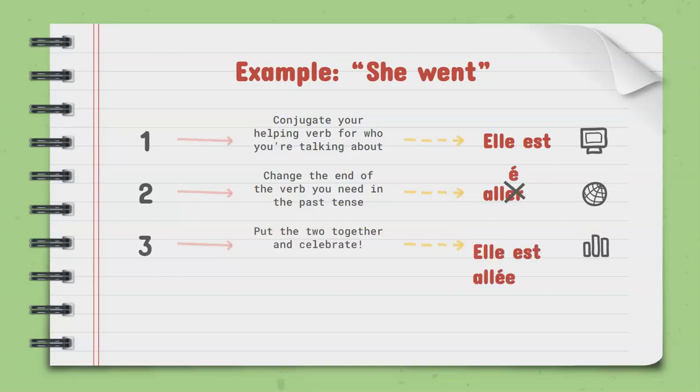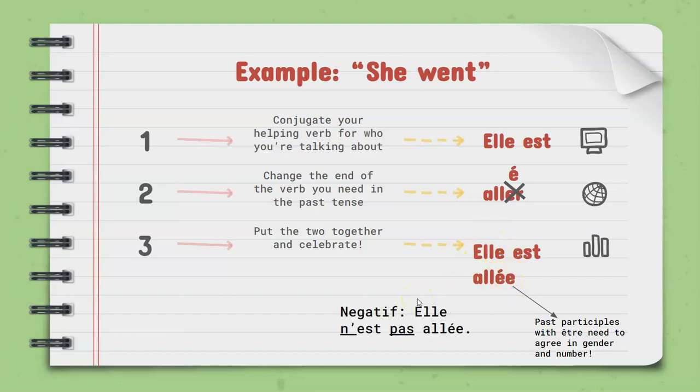Elle est allée. You will notice though, I added an extra e at the end. When you have être as your helping verb, this past participle needs to agree in gender and number. So because I'm talking about somebody female, I add another e at the end here. And then if we need it negative, that would be elle n'est pas allée.